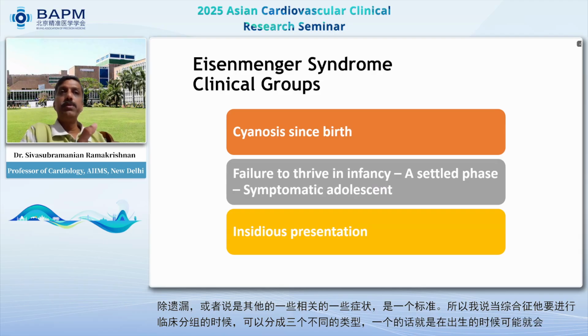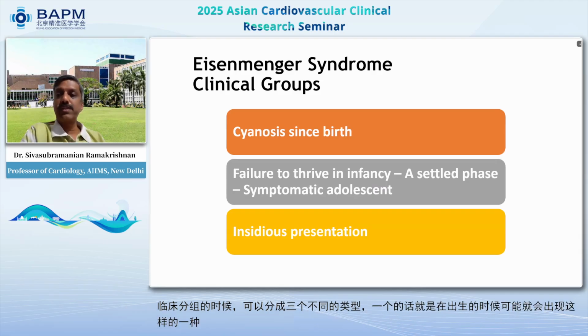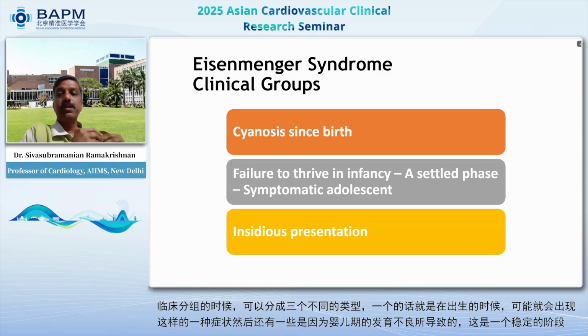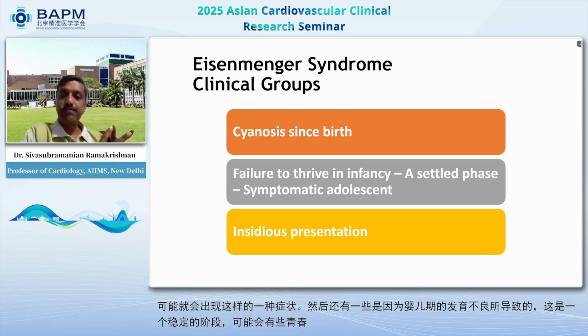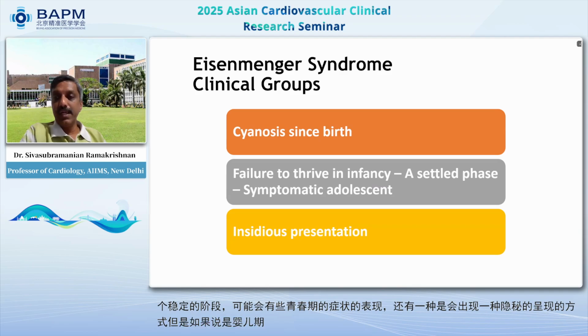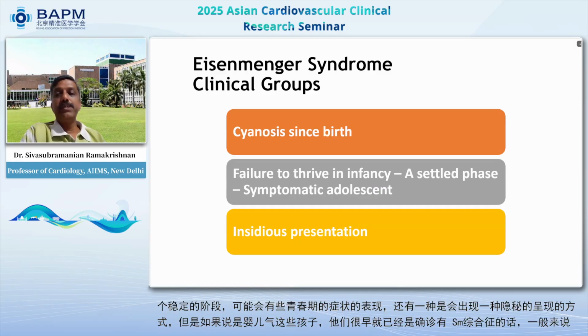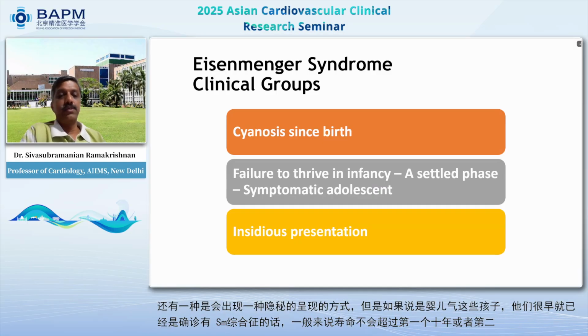All of them may have cyanosis from very early in infancy, and they become Eisenmenger very early. Generally, they don't live beyond, say, the first decade or the second decade at maximum, so their longevity is not well known. And the classical prototype that we all want to picture is a history of failure to thrive in infancy. For some reason, the VSD was missed, or some other congenital heart disease was missed, or did not undergo surgery. Then there's a certain phase, and then the patient comes with a symptomatic adolescent phase.